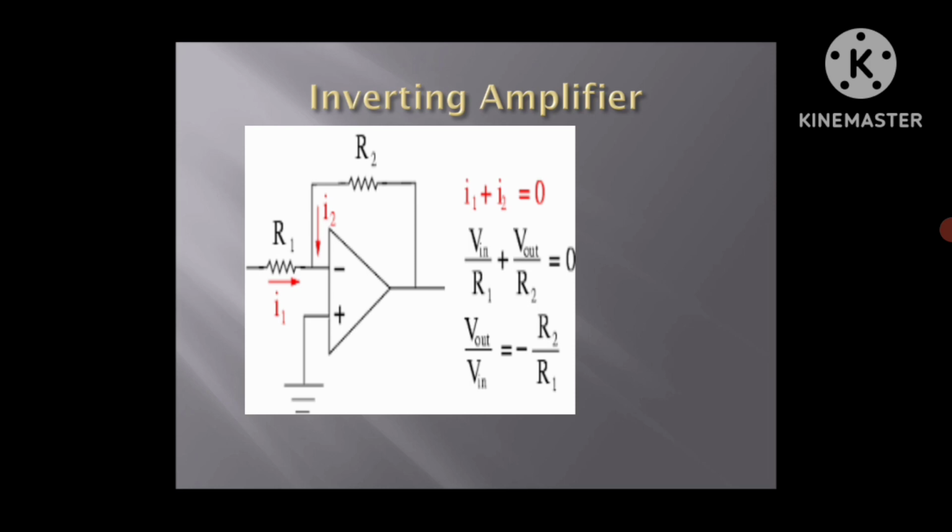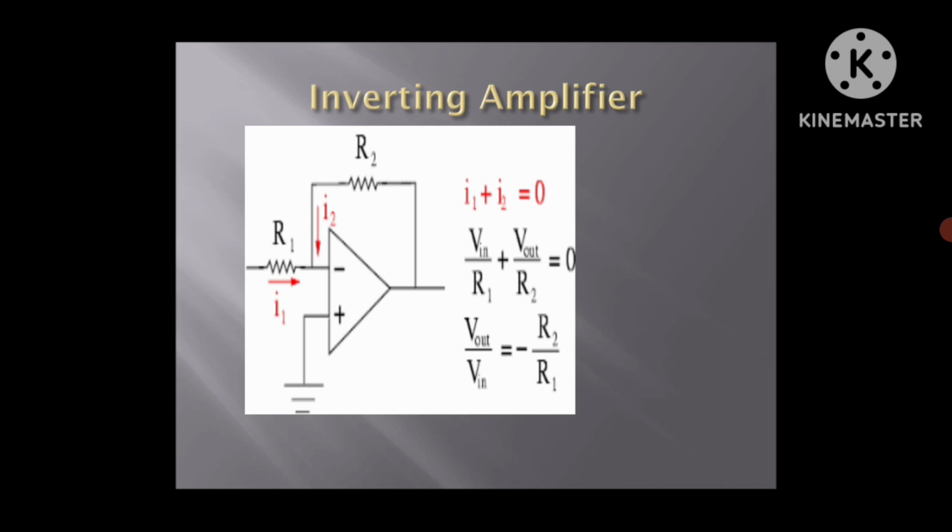When applying Kirchhoff's current law at the junction of R1 and R2, we get I1 plus I2 equal to 0, which means I1 is equal to I2, the entering current equals the leaving current. So how do we get I1? It is the input voltage divided by R1, and I2 is Vout divided by R2, equal to 0.